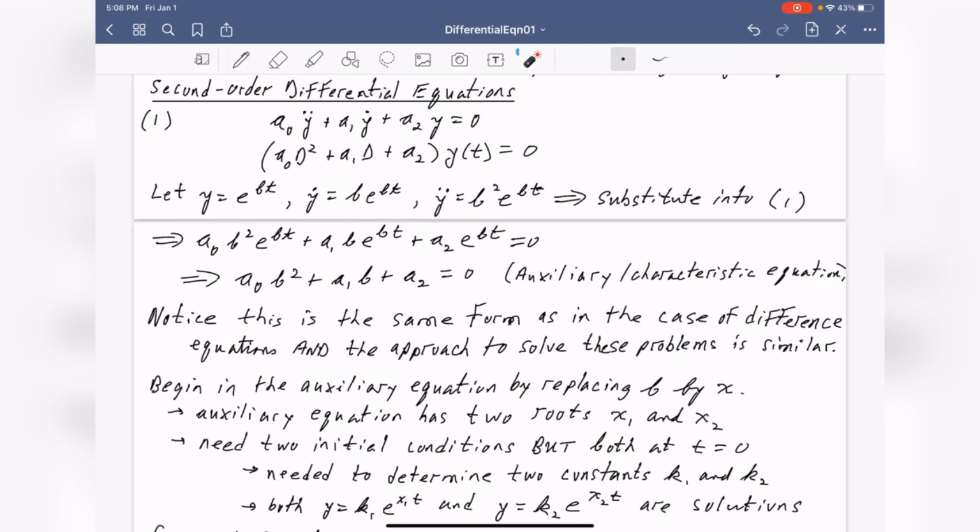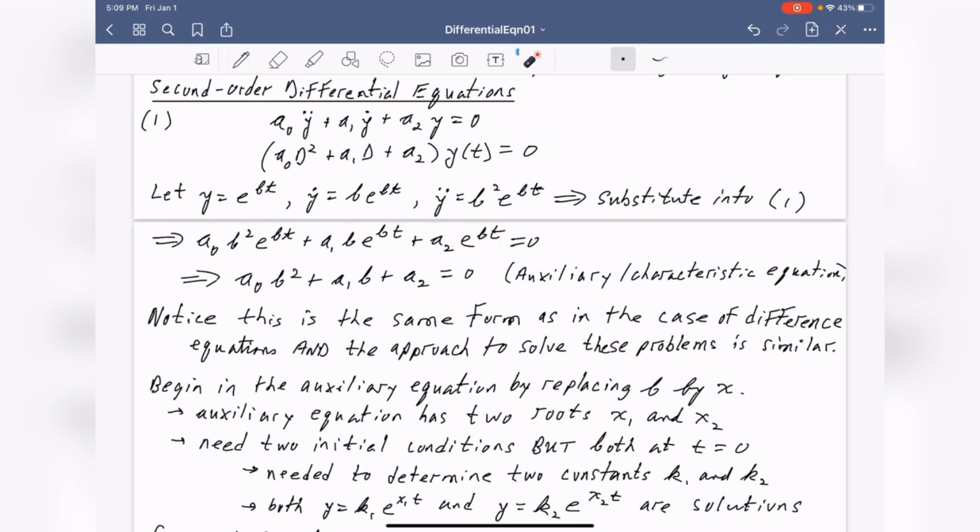So in this case, we let y equal e to the bt. Y dot, then, taking the derivative of y, is equal to b e to the bt. And finally, the second derivative of y with respect to t is equal to b squared e to the bt. And we substitute each of these into equation 1. So that gives us a0 b squared e to the bt plus a1 b e to the bt plus a2 e to the bt.